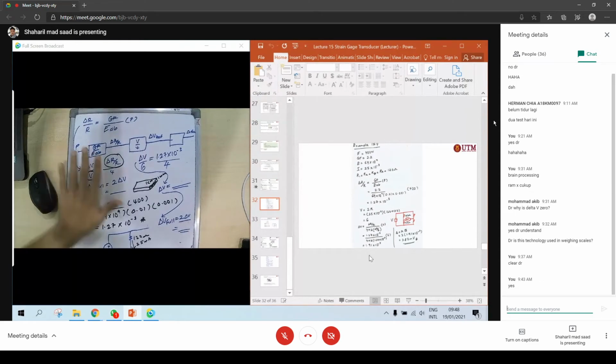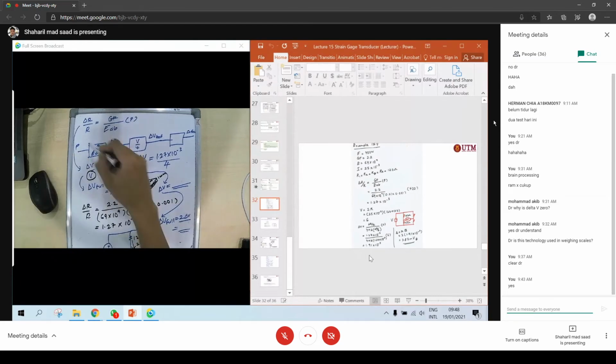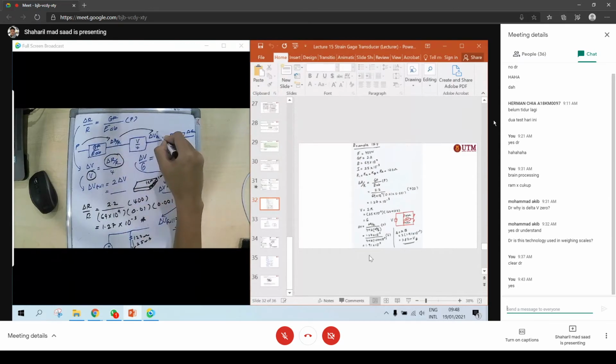This is the relationship. It's very, very important to come out with this relation, so that it makes you clear. So from this one, you can find this one. And this one, you can find this one. From this one, you can find this one.